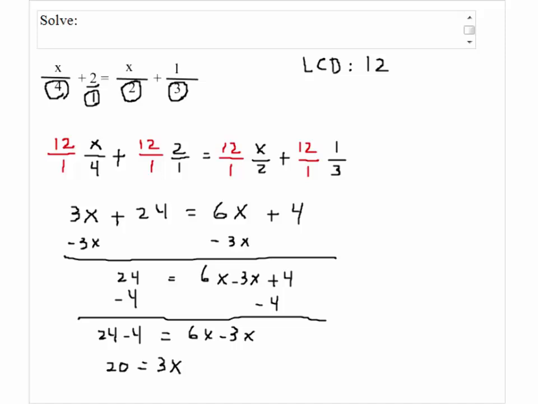To solve for x, I multiply both sides of the equation by the reciprocal of 3, which is 1/3. If I multiply both sides of the equation by 1/3, I would get 1/3 times 20 is equal to 1/3 times 3x. So on the left-hand side I get 20 over 3, and on the right-hand side 1/3 times 3 is equal to 1. 1 times x would be equal to x. So I isolate x that way. So x is equal to 20 over 3.